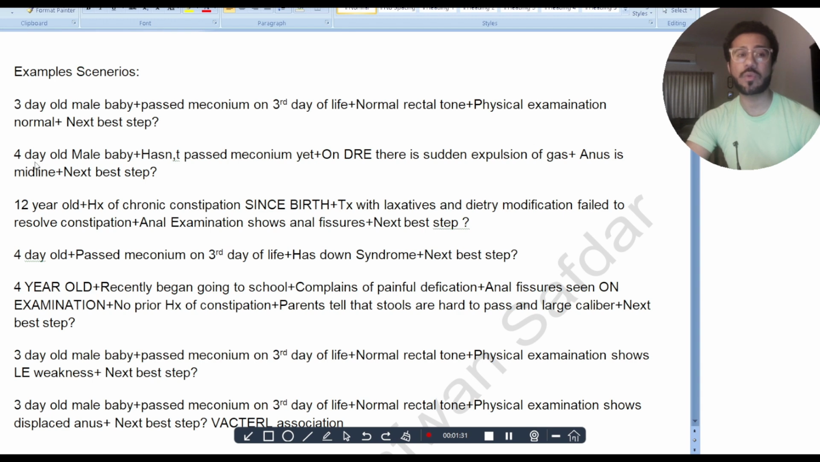So the next scenario would be a 4-day-old male baby who hasn't passed meconium yet. Usually he should have passed meconium on the first day of life, so this is considered as delayed passage of meconium. On digital rectal examination, there's a sudden expulsion of gas. So this is termed the squirt sign. So what is a squirt sign? Since in Hirschsprung disease the proximal part is contracted, including the rectal vault, gas and stool back up proximally, and the distal part is unable to relax.